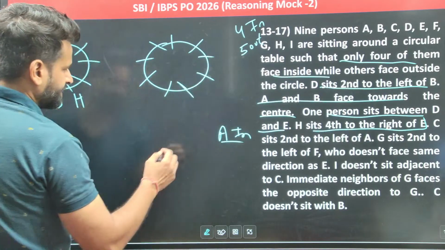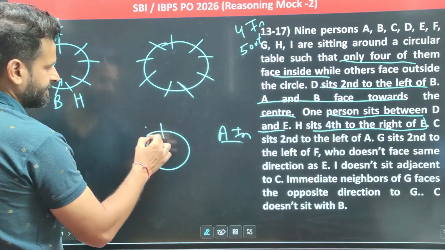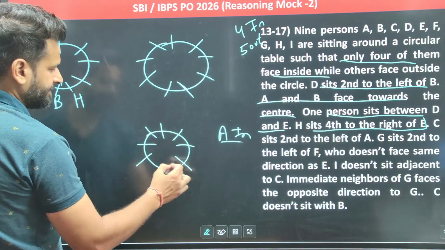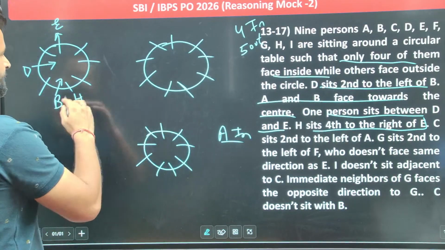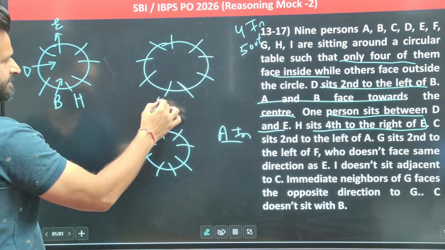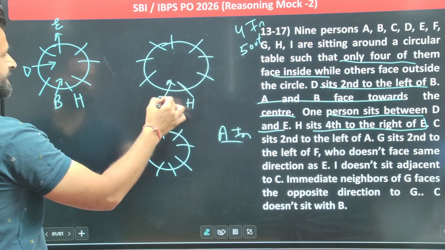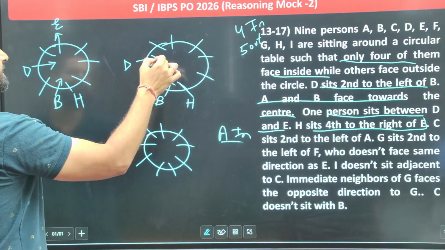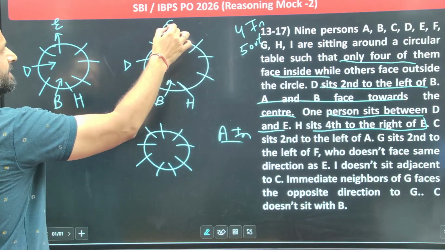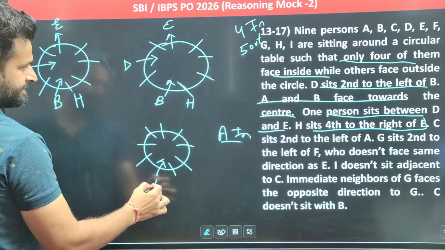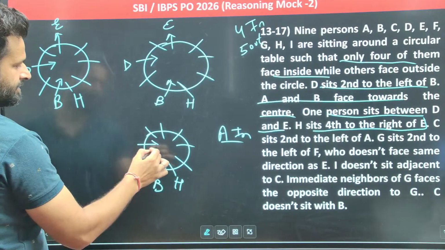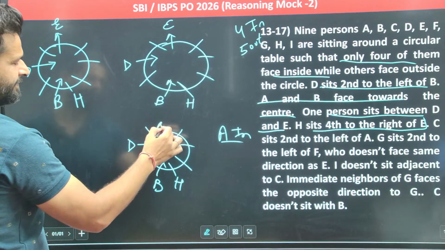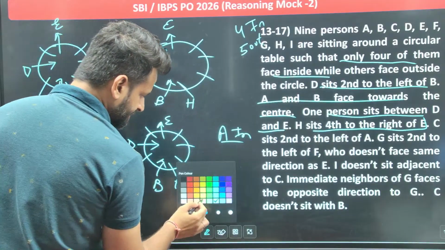Let us draw one more case. Total 9 persons: 1, 2, 3, 4, 5, 6, 7, 8, 9. So let's draw the possibilities. This is B facing inside. This is H, leaving 1. This is D facing inside, leaving 1, facing E. Here this is B and H. This is D, leaving 1, facing outside. Let's change the color.